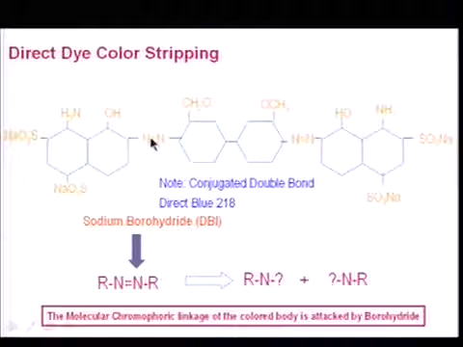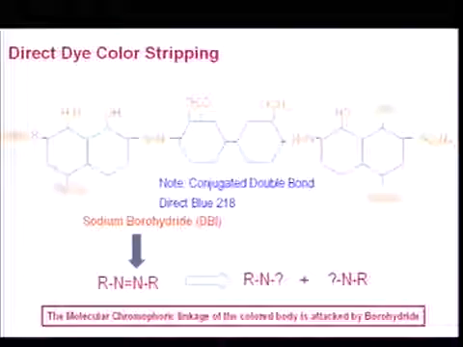What you need here, when you use the DBI process, is sodium borohydride, which can work on the conjugated double bond and split it into an aromatic ring with nitrogen and another nitrogen with an aromatic ring. So, the double bond is gone. The molecular chromophoric linkage of the color body is attacked by borohydride in this way, so the color sites become colorless. This is how a decolorization process takes place.